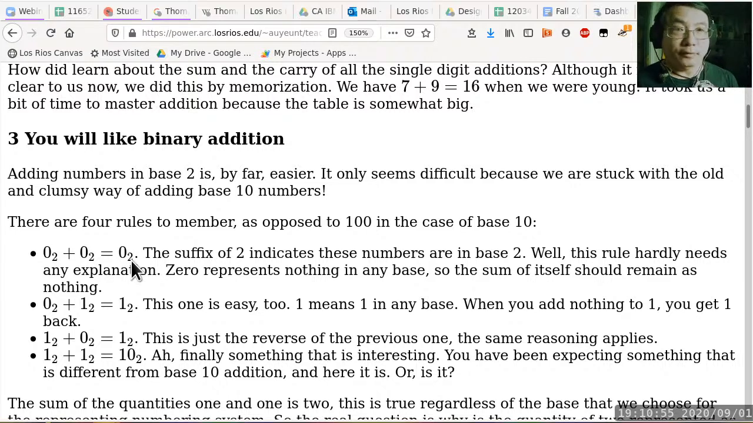Okay, regardless of the base, 0 is always 0. It means nothing, right? I mean, that seems to make sense. 0 plus 0 is just 0, regardless of the base. Okay, let's move on to the next item.